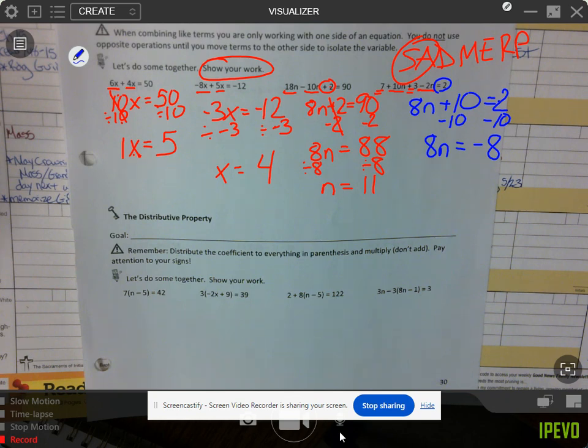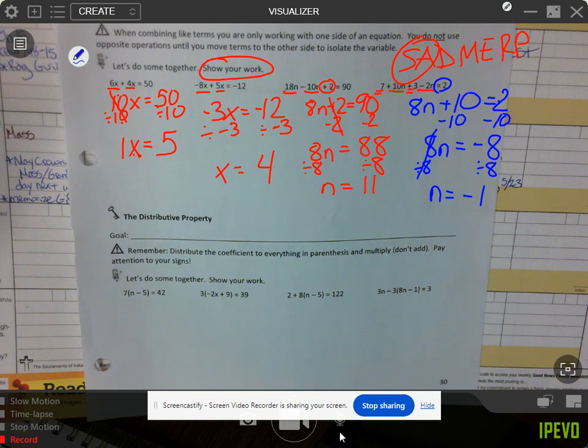Now what do I do, Olivia? You divide both sides by 8. I'm dividing both sides by 8. 8n divided by 8 gives me 1n. -8 divided by 8 gives me what, Kate? -1. I knew you knew it because I heard you whispering it.